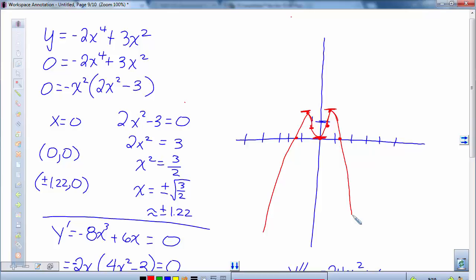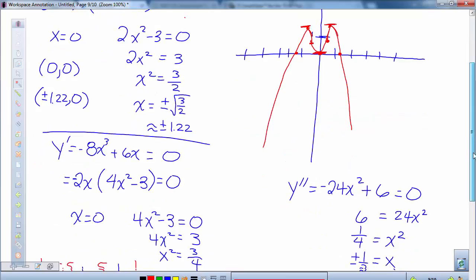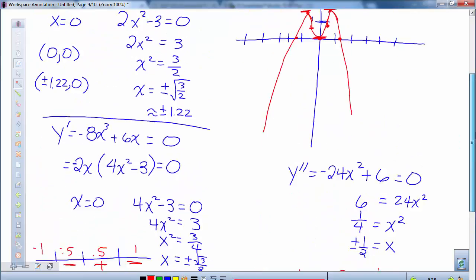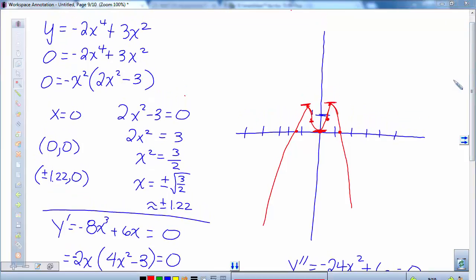At the 0, how did you know that it was flattened? Because one of my critical values was 0. We had 3 critical values, the minus 0.87, 0, and 0.87. Okay. All right, other questions?